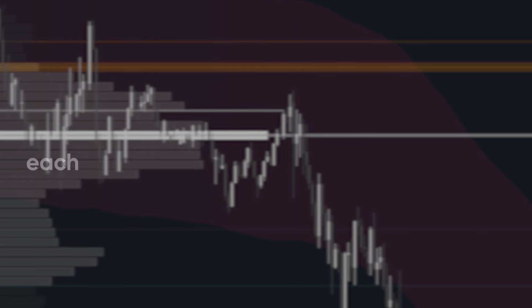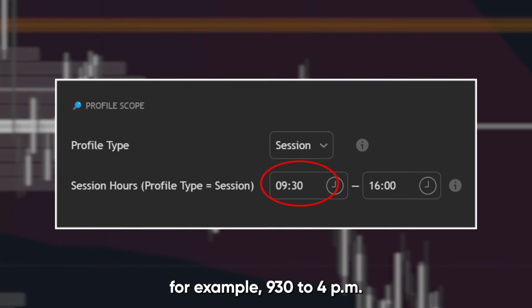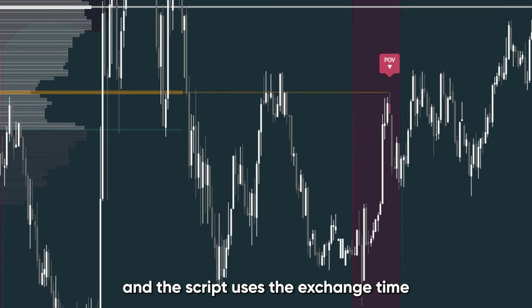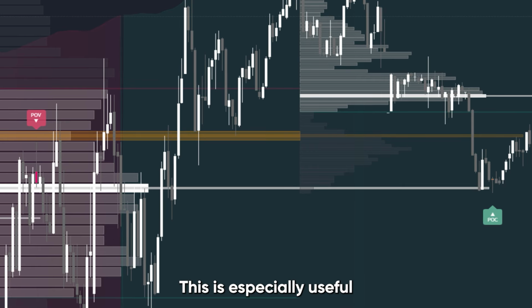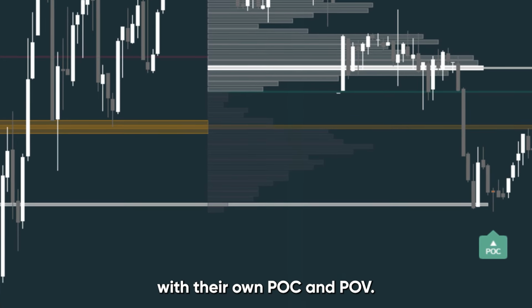In session mode, each trading session becomes its own profile. You define the session hours, for example 9:30 to 4 p.m., and the script uses the exchange time zone of the symbol. This is especially useful for intraday traders who want clear session blocks with their own POC and POV.